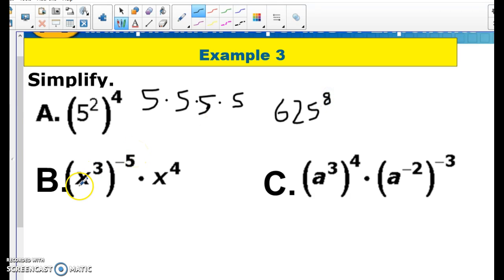Kind of the same thing here. I have x to the 3rd power negative 5 times. So if I'm writing that negative 5 times, it's just going to end up being 1 over x to the 15th power. And then kind of the same thing with that times 4. So really it's going to end up being, so times x to the 4th, whoops, over 1. So I'm really going to end up having 1 over x to the 11th.